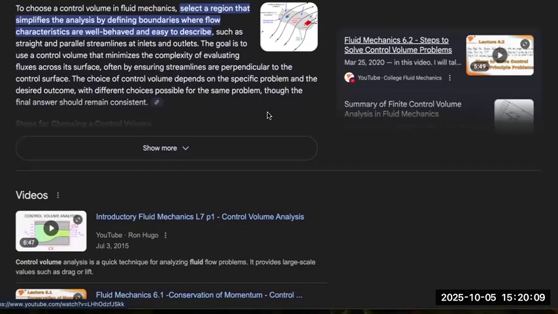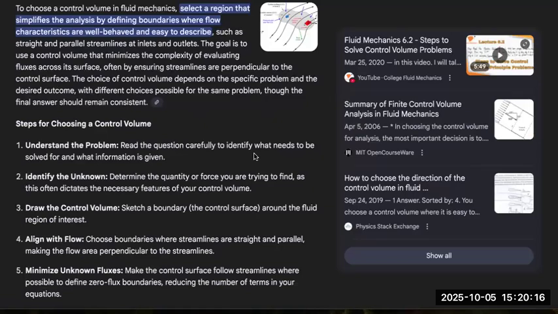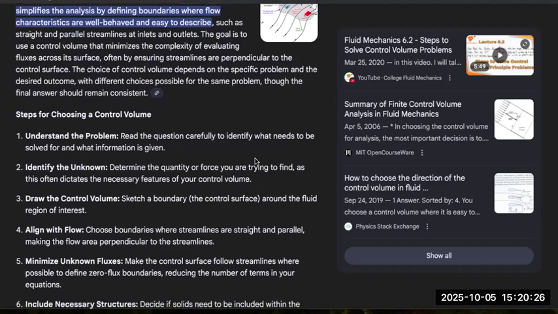In fluid mechanics, we have to select a region that simplifies the analysis by defining boundaries where flow characteristics are well behaved and easy to describe, such as straight and parallel streamlines at inlets and outlets. The goal is to use a control volume that minimizes the complexity of evaluating fluxes across its surface, often by ensuring streamlines are perpendicular to the control surface. The choice of control volume depends on a specific problem and the desired outcome, with different choices possible for the same problem, though the final answer should remain constant.